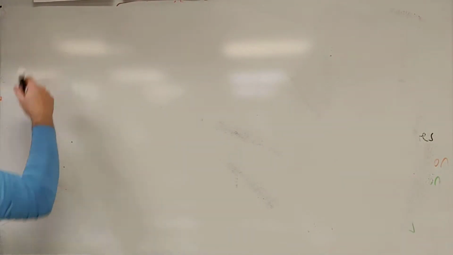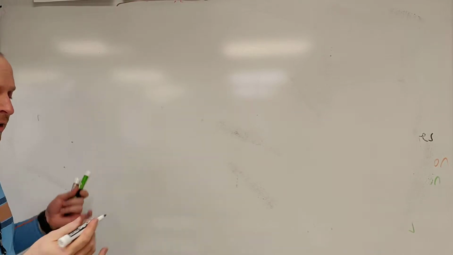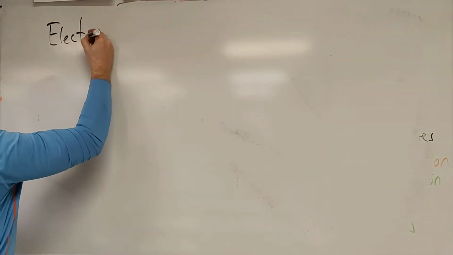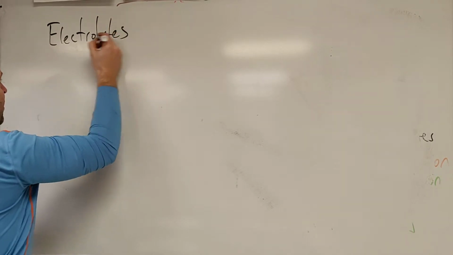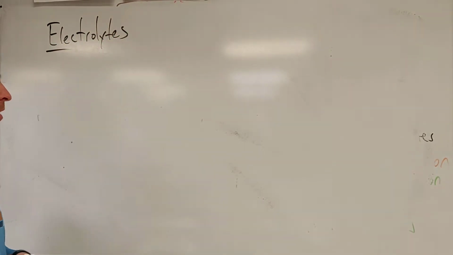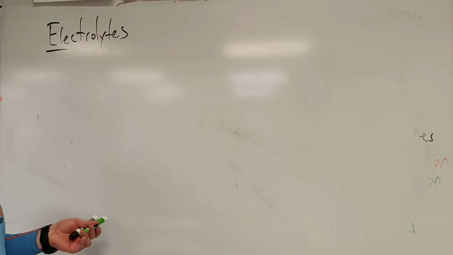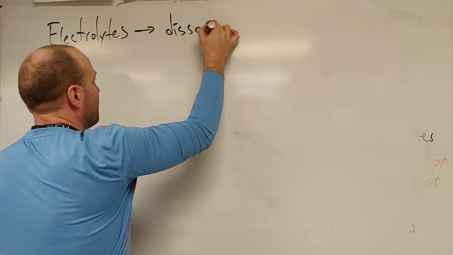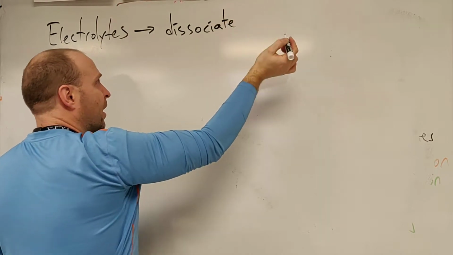So let's talk electrolytes, and this is something that comes up in other videos, but we'll take care of it right now. Electrolytes, if you've seen the movie Idiocracy, electrolytes are what plants crave. But electrolytes are things that dissociate, right? These dissociate in aqueous solution.